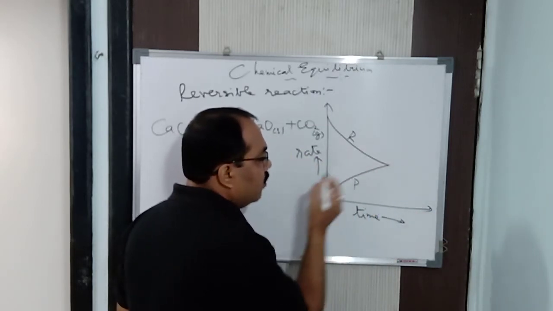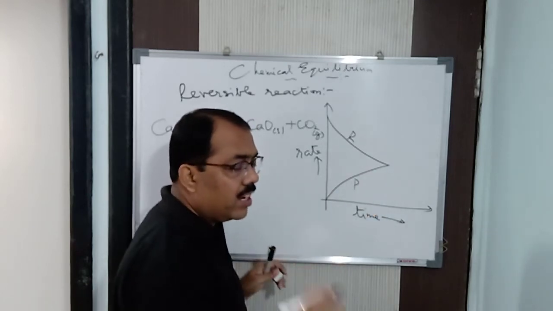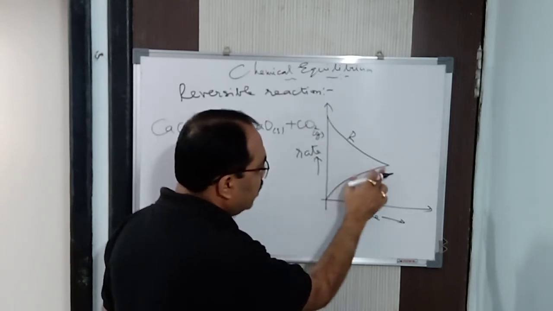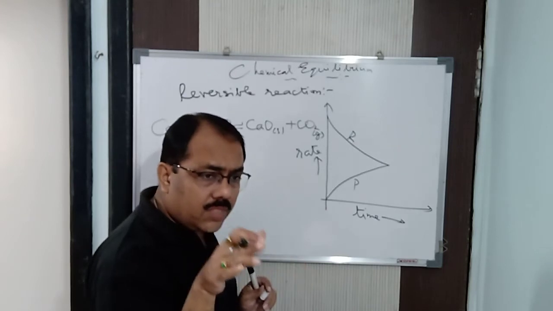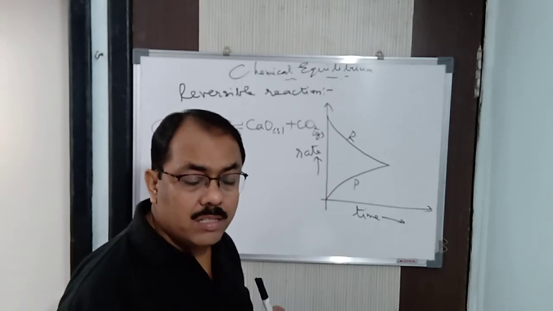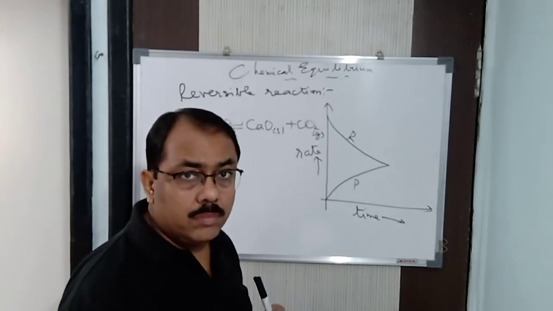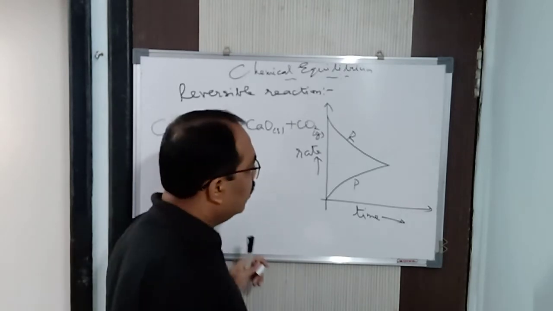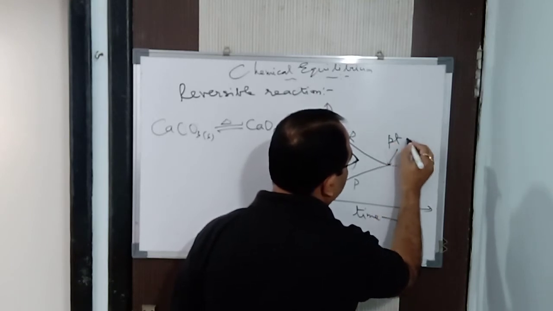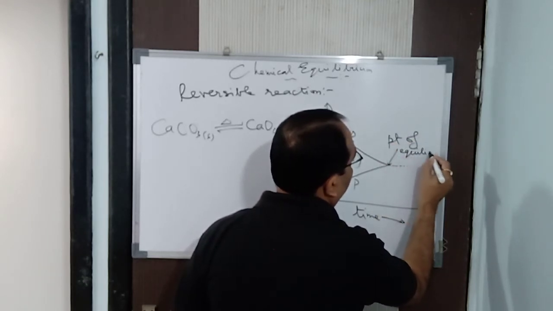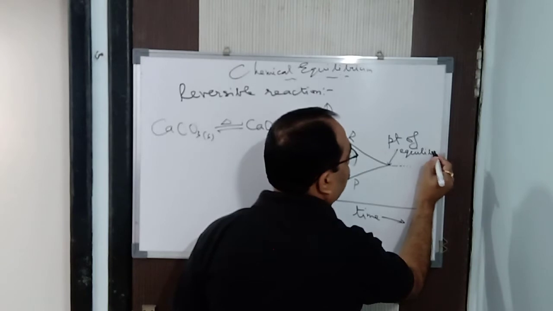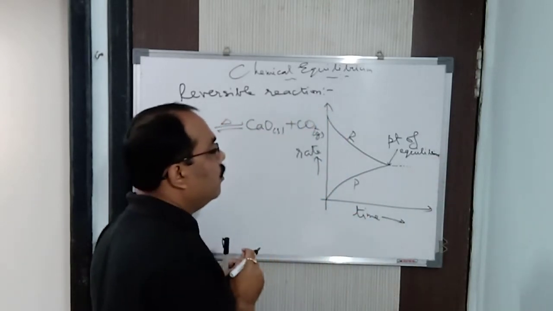At a particular point of time, you will find that the concentration of the reactant and the product are both the same. Again, I am repeating: if you take rate here, at a particular point of time the rate of the reactant and the product are both the same. When the reaction attains equilibrium, it is the same. Now the graph will be this sort of. So what is this point known as? This is called the point of equilibrium. I hope it is visible to you.